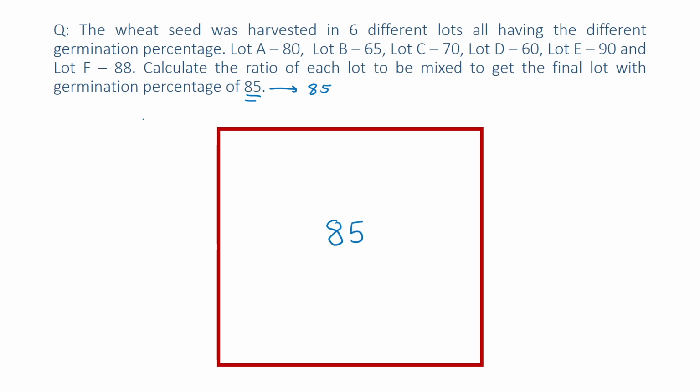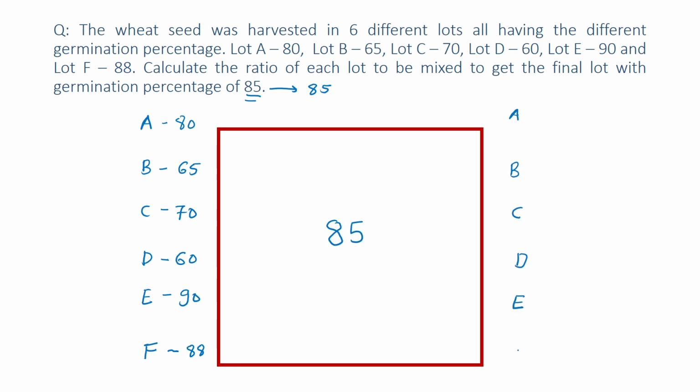Now we have 6 seed lots. Let us write in the left hand side A, B, C, D, E and F. Now germination percent of each seed lot is given. For A it's 80, B it's 65, C it's 70, D it's 60, E it's 90 and for F it is 88. Now similar thing we have to do on the right hand side of the square. A, B, C, D, E and F.